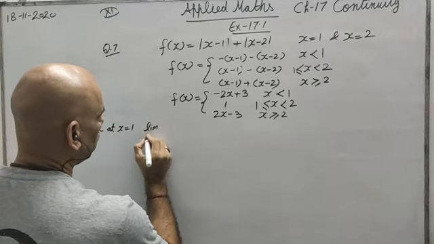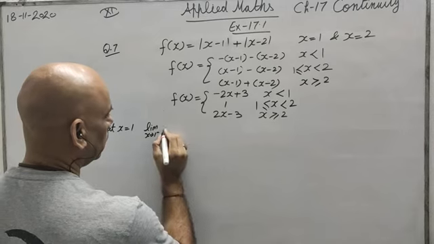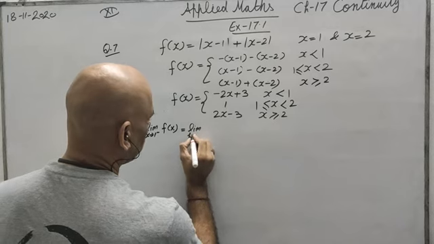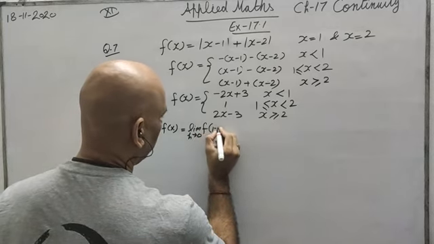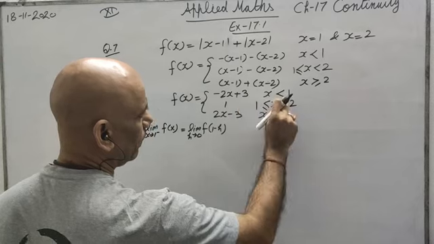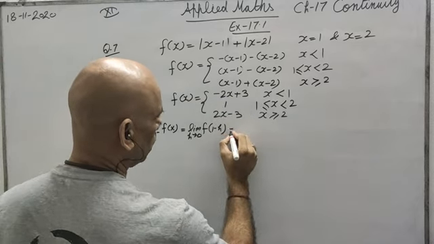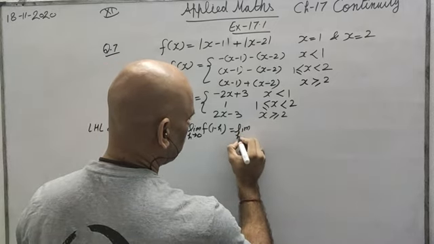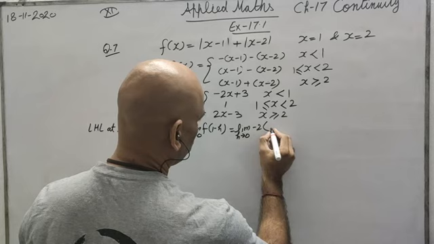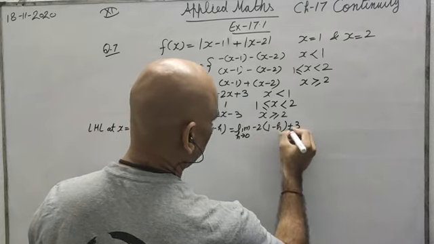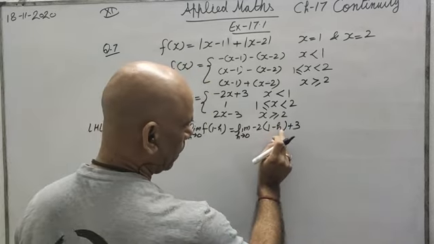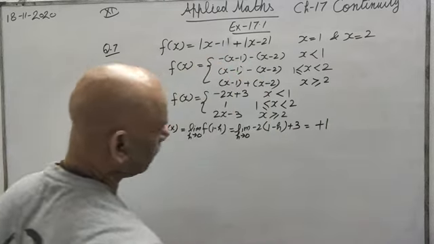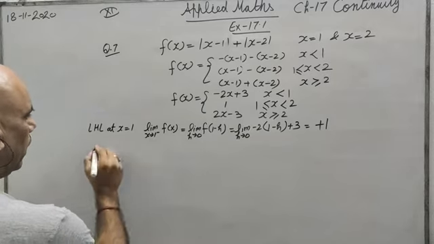So limit x tends to 1 minus f(x) is equal to limit h tends to 0 of f(1 minus h). In the 1 minus h case, the value of the function is this. So in place of x, let me substitute 1 minus h. Limit h tends to 0 of negative 2 times (1 minus h) plus 3. If I substitute h as 0, negative 2 plus 3 is giving me positive 1. This is the value of the left hand limit at x equals 1.